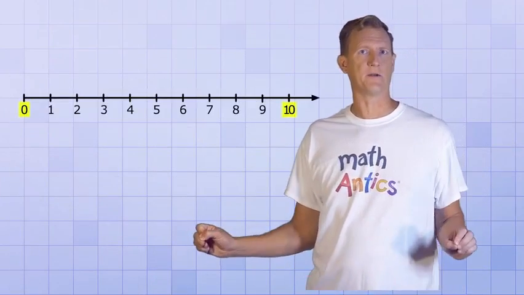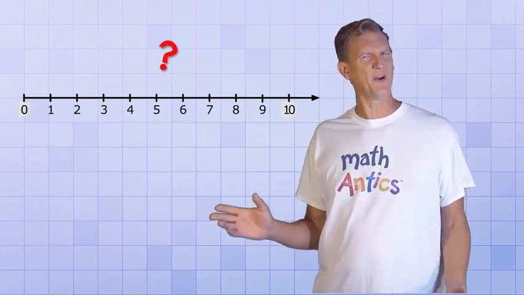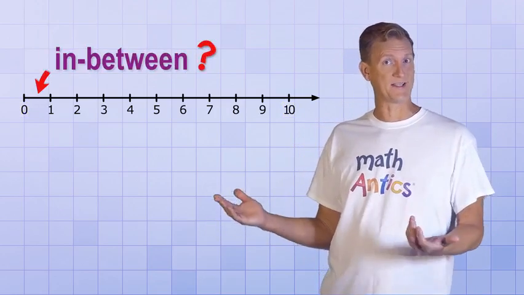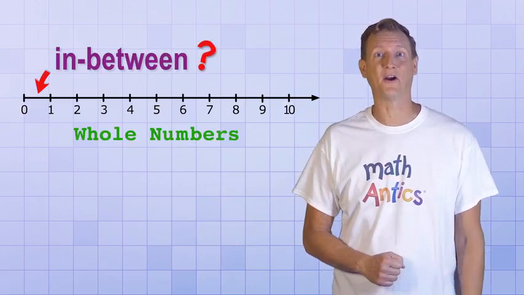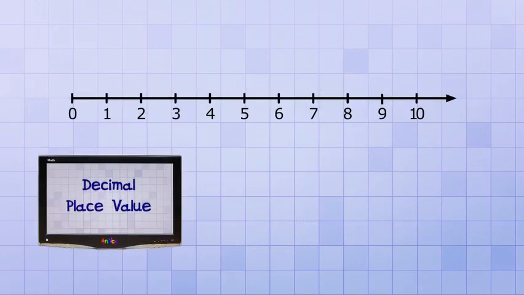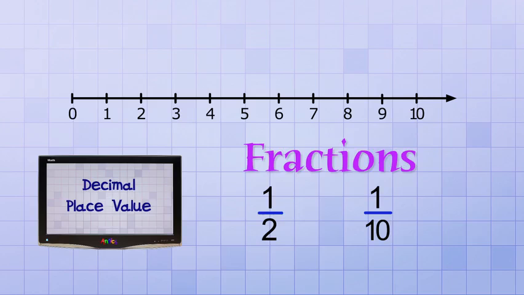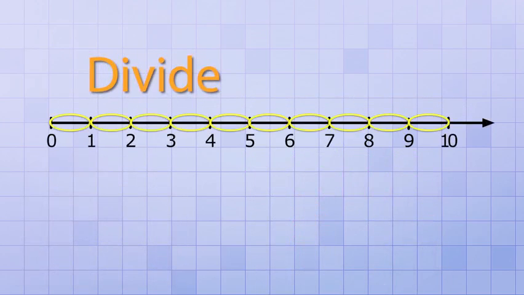Okay, but let's zoom back in on the number line that goes from 0 to 10. You may be wondering, are there any numbers in between these basic whole numbers? There sure are. In the video about decimal place value, we learned that special numbers called fractions are used to represent amounts that are less than 1, like 1/2 of an apple or 1/10 of an apple. Well, we can divide up the sections of the number line that are between the whole numbers to show exactly where those fractions would go.